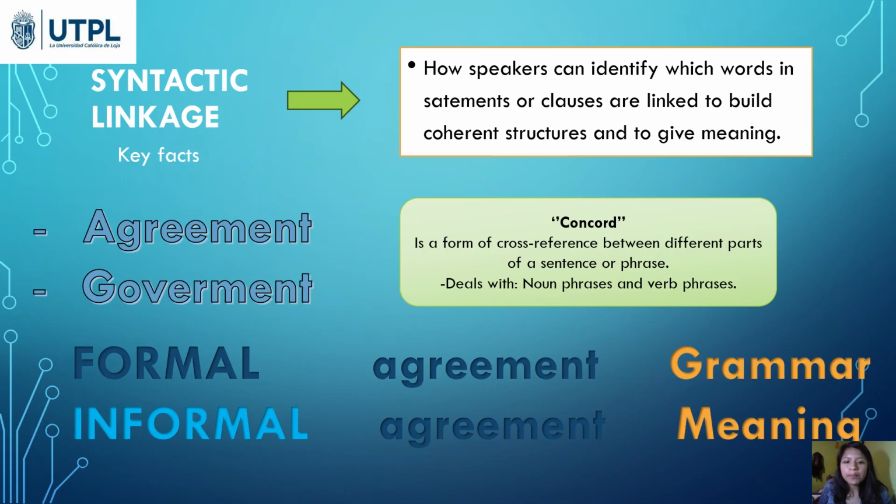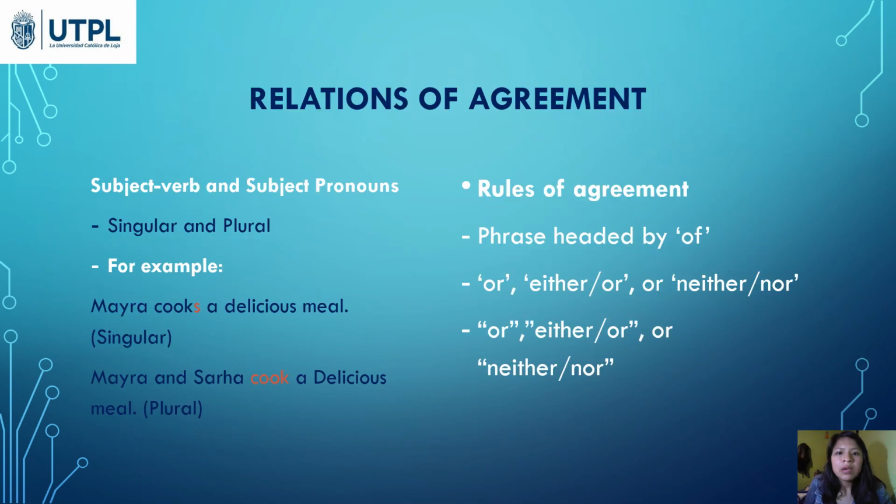Here we have informal and formal agreement. Formal agreement refers to the grammar structure of the sentence. Informal agreement refers to the meaning of the sentence. What do you mean in each sentence? And then here we have relations of agreement. Here we have subject-verb and subject pronouns.